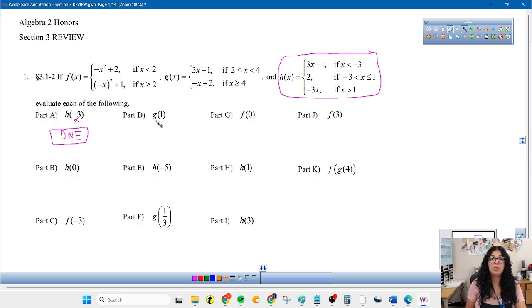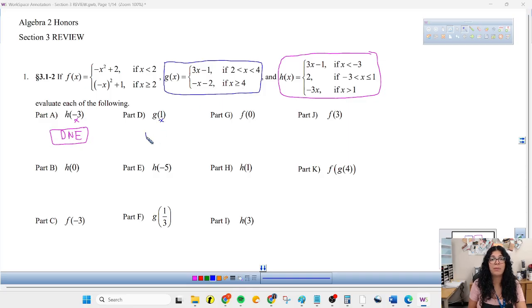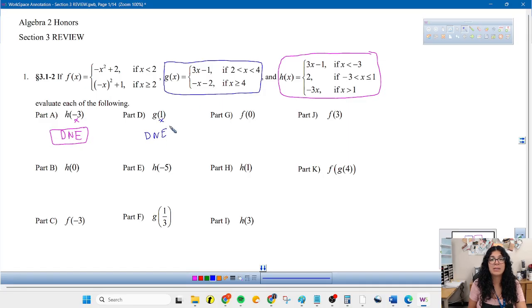The next one is g of 1. So I'm going to be using the function g for this one. And I'm plugging in the x value of 1. Again, matching where does that 1 fall into place? Is 1 in between 2 and 4? No. Is 1 greater than or equal to 4? No. So this is another example of does not exist. 1 is not a part of the domain for the function g. So that point does not exist.